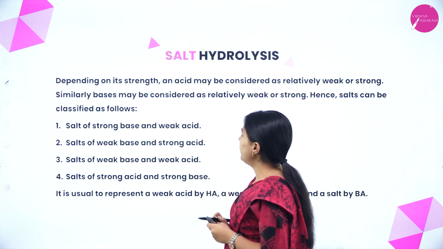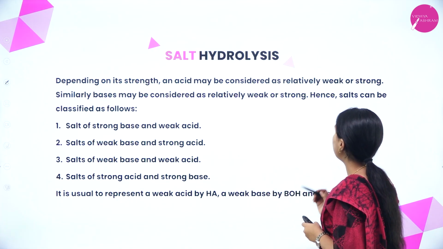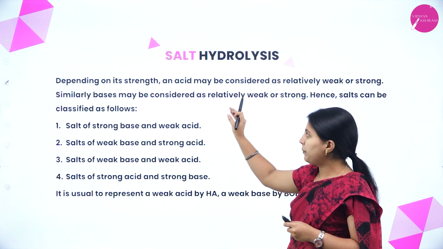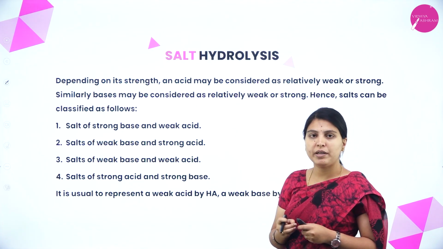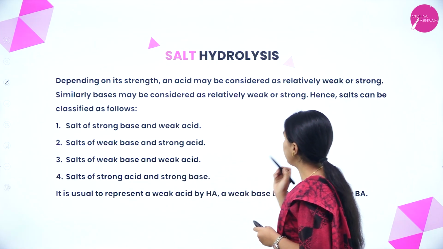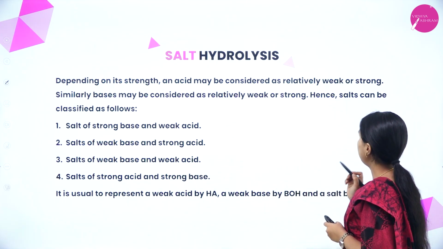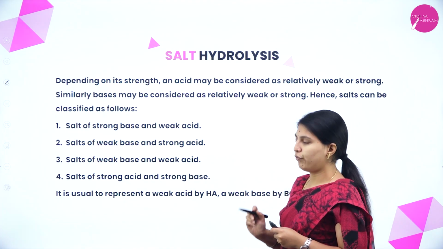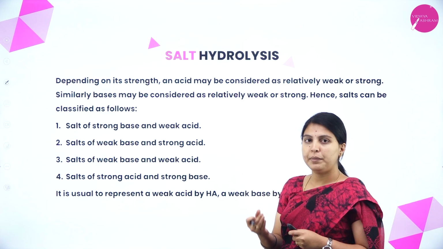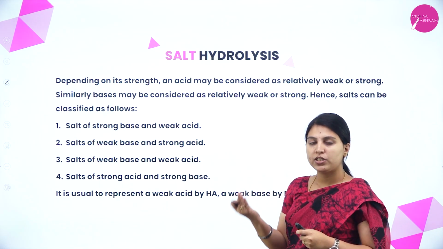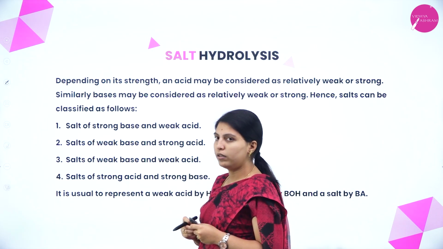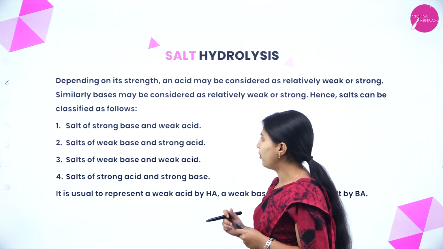Depending on its strength, an acid may be considered relatively weak or strong. This concept we know already. Similarly, bases may be considered relatively weak or strong. Hence, salts can be classified as follows. In both acids and bases, depending on strength, it may be strong and also it may be weak. Based on that, salts are classified as follows.